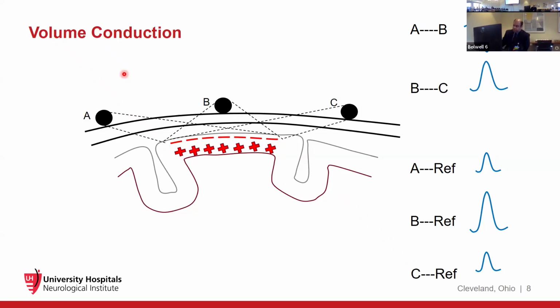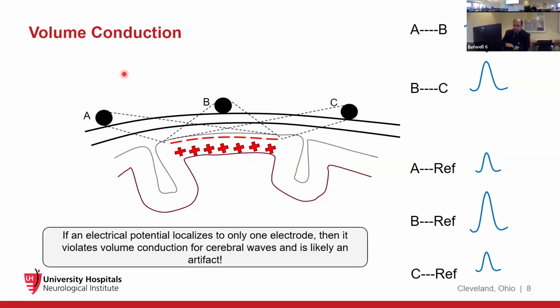Now, I'm going to give you one pointer here. If you are ever reading an EEG as part of your sleep study or in addition, and you see an electrical potential, and you're not sure what it is, but you localize it, and you come to the conclusion that it is only localized to one electrode of all the electrodes that you have on the scalp, that is very likely an artifact, okay? Unless proven otherwise. With an intact head and an intact brain, cerebral generated waves should not localize to just one electrode because that is a violation of volume conduction.